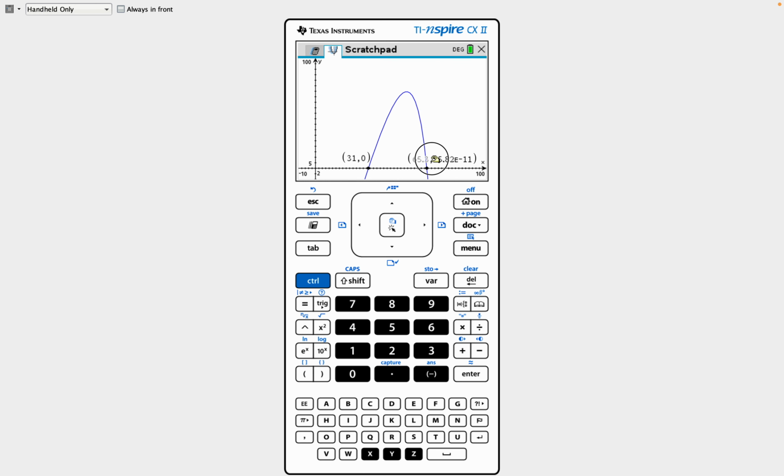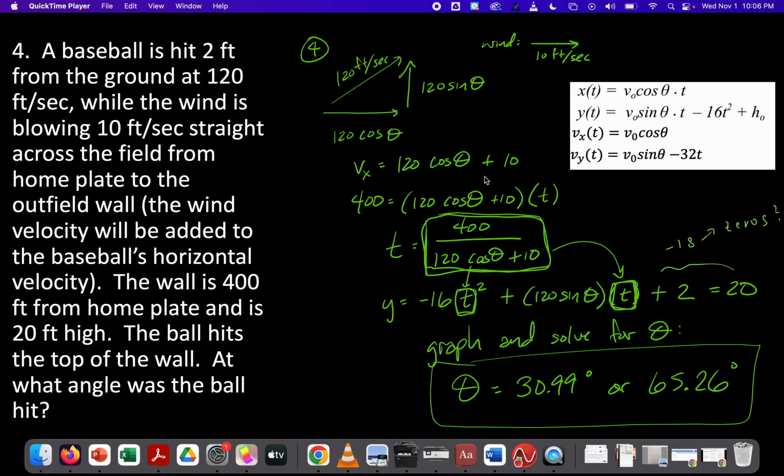Here is the other one. It looks kind of funny that the y coordinate isn't actually 0, but you see it's a decimal raised to the power of 10 to negative 11, so very close to 0. It evaluates things numerically, and the time is about 65.3 seconds. 31 and 65.3 is what you get approximately for the angle in degrees.